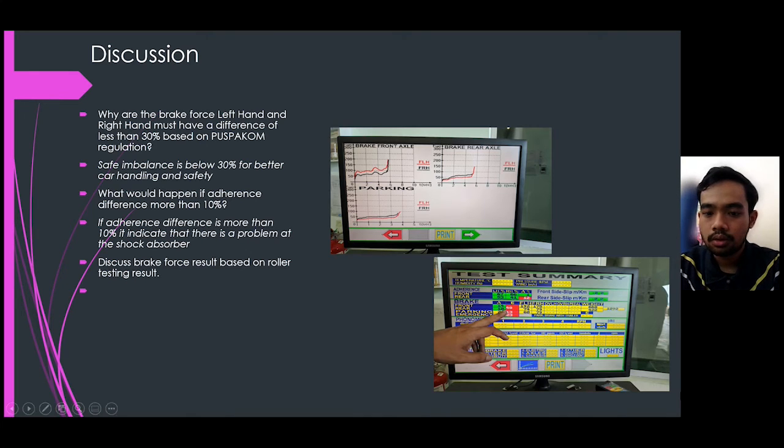And for the rear brake, there is no big difference, only 5 difference in the value. So for the parking brake, there is a big difference, but it is an acceptable difference.